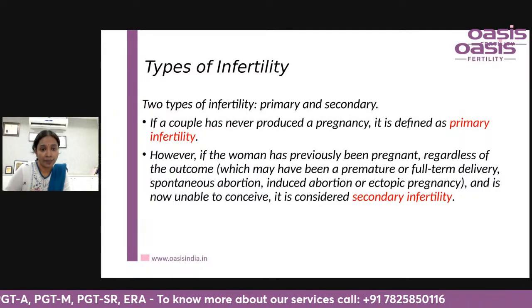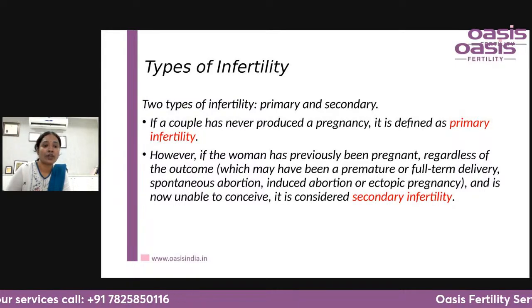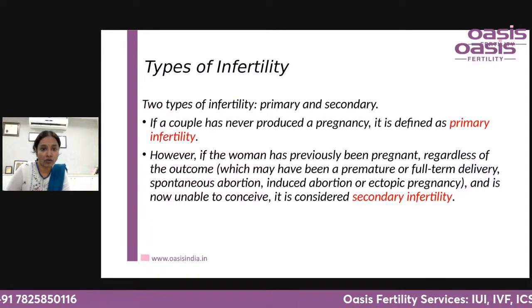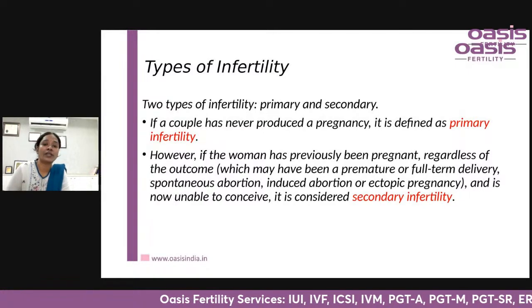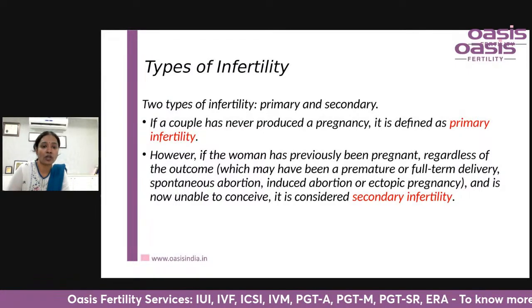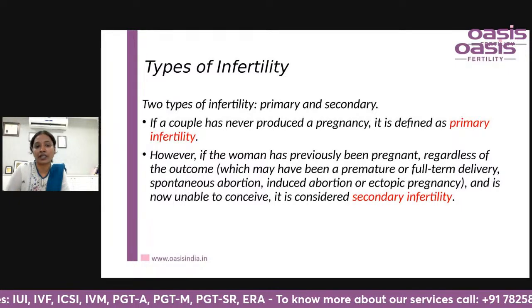Also, there are types of infertility. There can be either primary infertility or secondary infertility. Primary infertility is when a couple has never had a pregnancy before. If the woman has had a pregnancy before, regardless of the outcome, then it is secondary infertility.